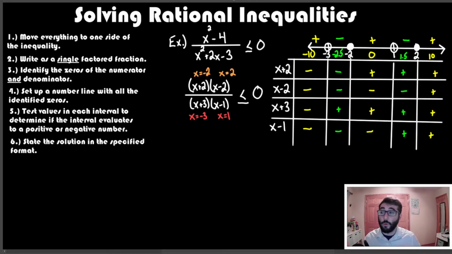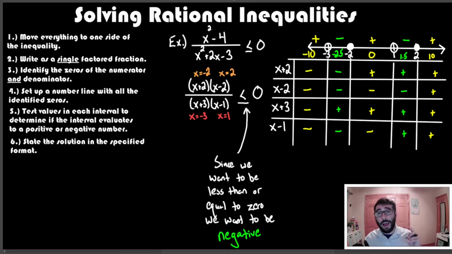From there, we have to state what our solution is in the specified format. Does your teacher want it in interval notation? I do. Does your teacher just want it shaded on the graph or just written in inequality or set builder notation? We're going to be focusing on interval notation, but I'm actually going to shade the number line as well, just to make it a little bit more visual.